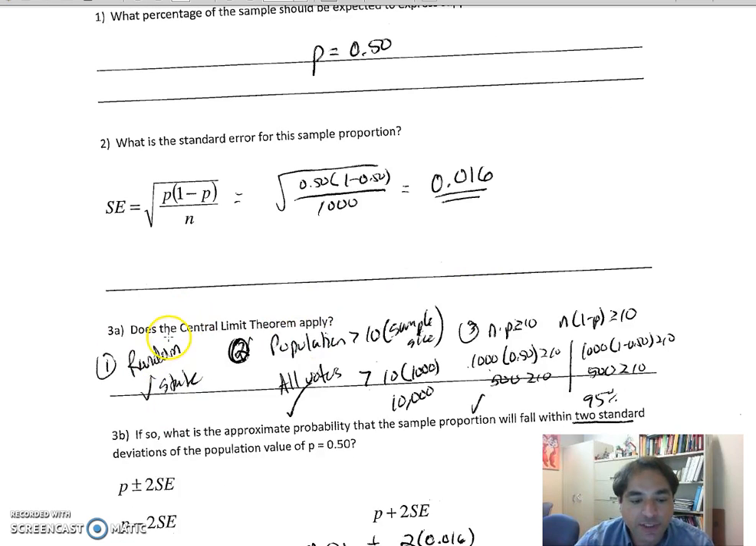We have to check our conditions. Yes, it's random. The population is all voters. 10 times 1,000 is 10,000. N times p, 1,000 times 0.50, is 500. N times (1 minus p) is 500. Both pass. Everything passes, so we're good.